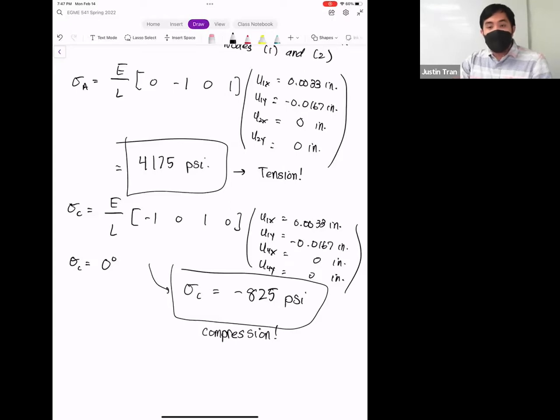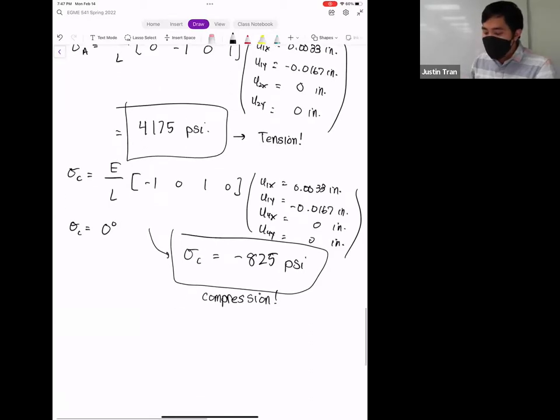Okay, any questions on the stress calculations here? Okay. All right, so that was a long example. It basically took us 45 minutes, but we ran through everything. And so that example kind of had everything that you need to know about these problems.